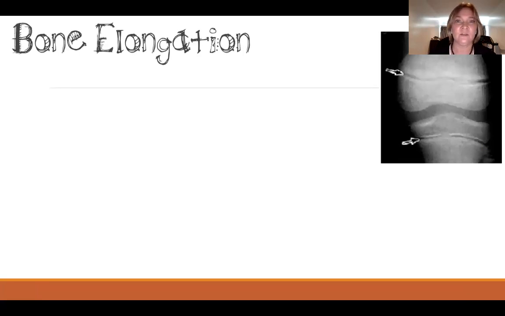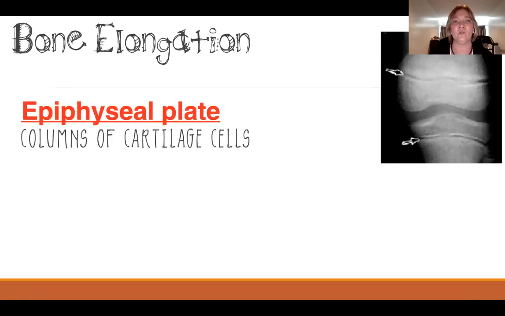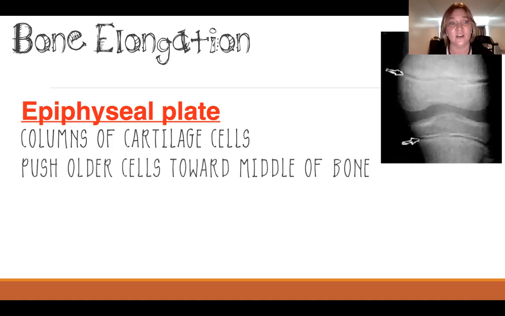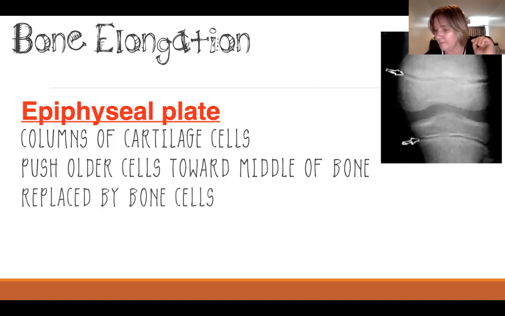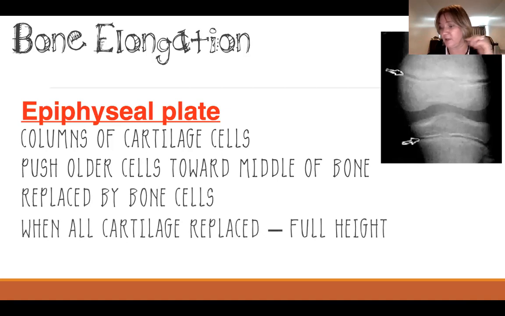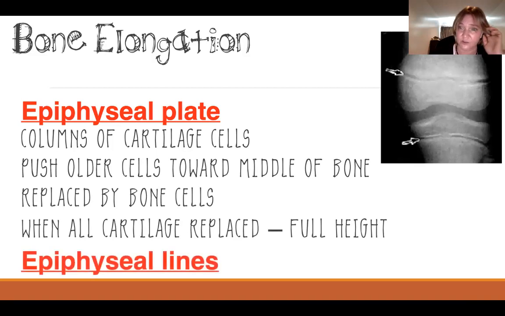Once the bones are formed, of course, when you are born, you are not at your maximum height. So we also have bone elongation. This occurs at what's called the epiphyseal plate, which you see highlighted by the arrows in the picture. These are columns of cartilage cells, and they're going to push the older cells toward the middle of the bones and be replaced by bone cells. When all the cartilage is replaced at the epiphyseal plate, that is when you reach your full height. And what's left are epiphyseal lines, which you see in that picture.